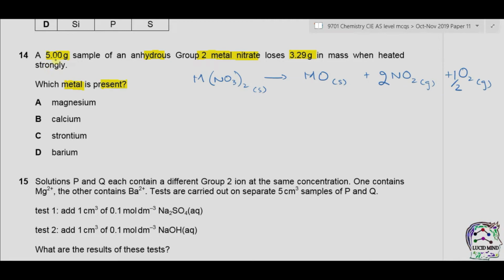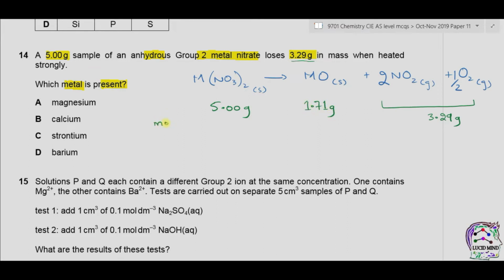In the question they have given 5 grams sample mass, so therefore the mass of metal nitrate is 5.00 grams. And it says that after heating strongly it loses 3.29 grams, which means that the mass of these gases collectively was 3.29 grams, which is lost. So therefore the mass of metal oxide that is left will be 5 minus 3.29, which is equal to 1.71 grams.